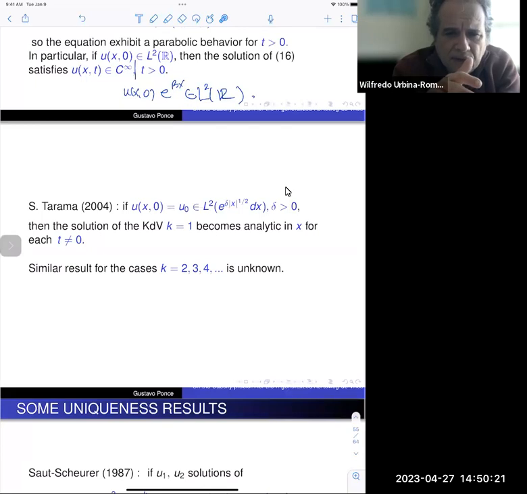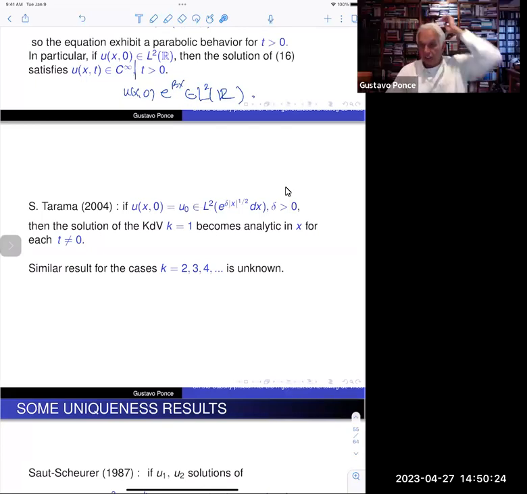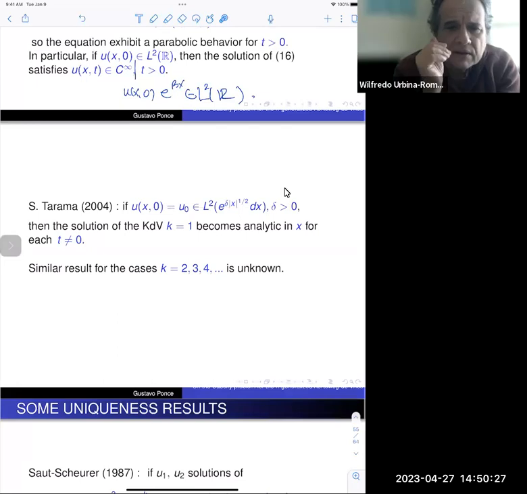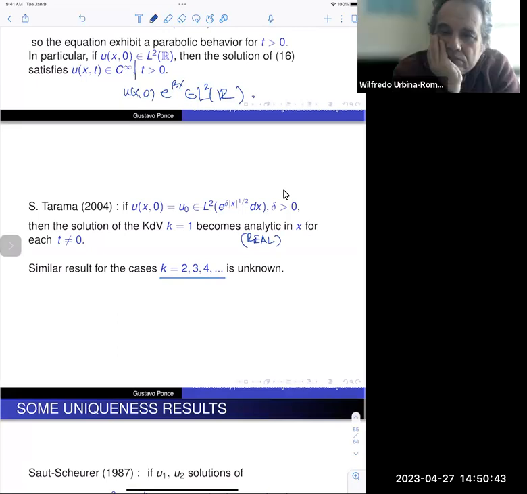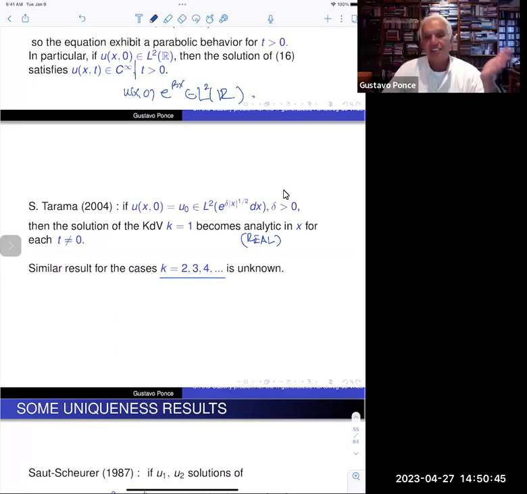But those are real solutions. So that means, yes, the real solution is real analytic. The same result for this power is unknown. Why? Because he used the inverse scattering in a very strong manner. He used the inverse scattering, all the spectral tools that are well known for the Liouville problem related with the KdV. Then this is a totally unknown result, but this is a beautiful result.